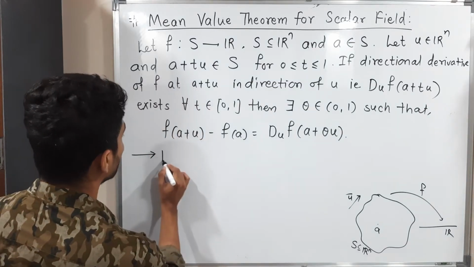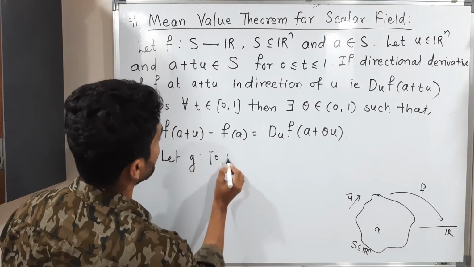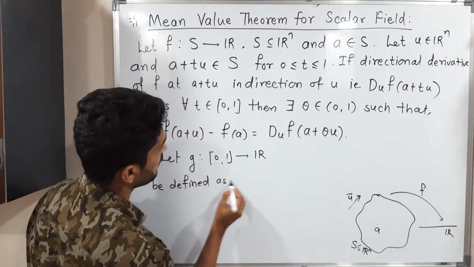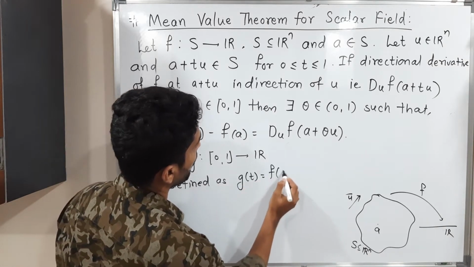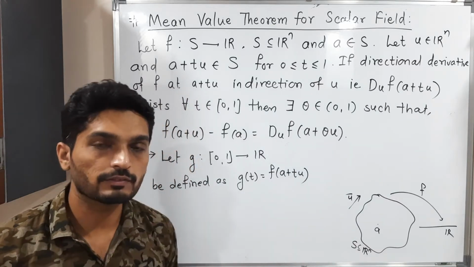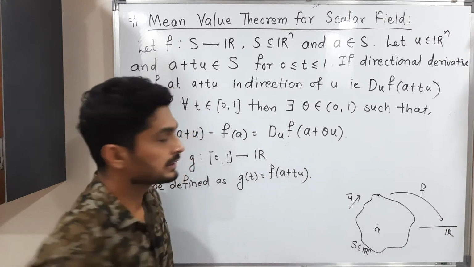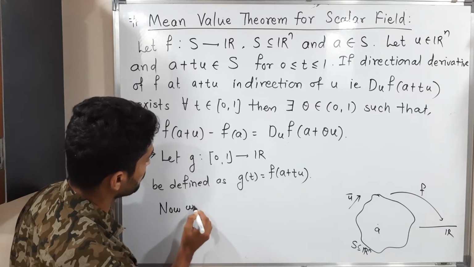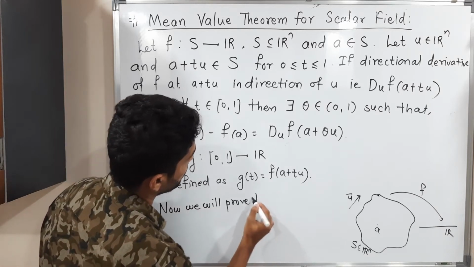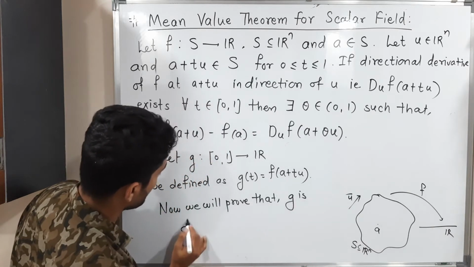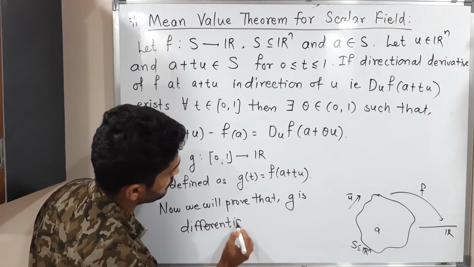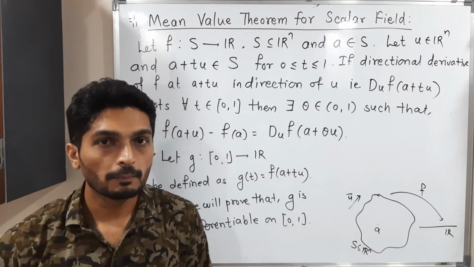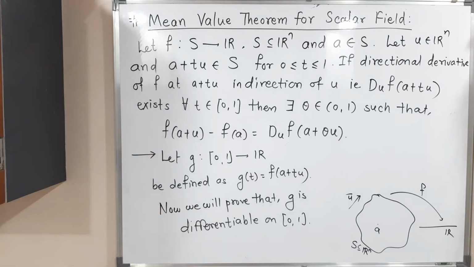So let us start. I am going to define here, let g be defined from the closed interval 0, 1 to R as g of t is equal to f of a plus tu. In this way we have defined this function. Our first task is to prove that this function which I defined is differentiable. So now we will prove that g is differentiable on the closed interval 0, 1. With the help of the simple definition we are going to prove it, but we don't have space here, so make a screenshot of it. After that we will go further.